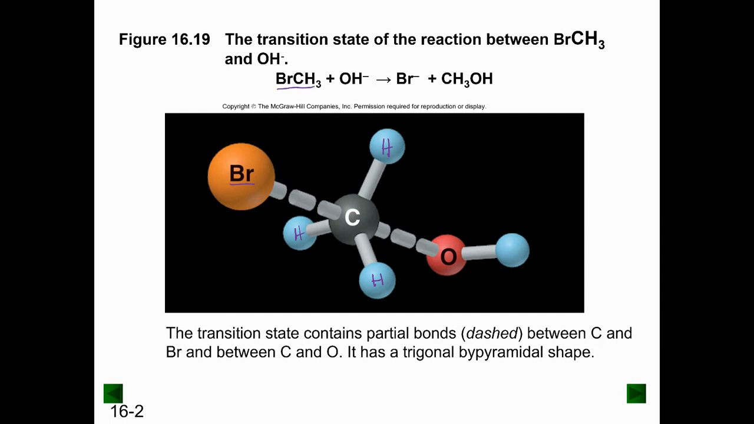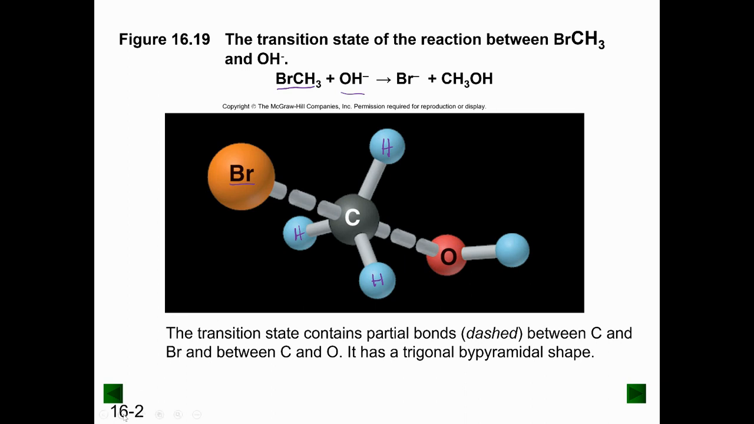But you notice how the hydroxide's coming in here. And there's this intermediate where the bond is breaking between the C and the Br and forming between the C and the OH. And so this is very unstable because carbon prefers 4 bonds. So it's like an intermediate between product and reactants, but there's definitely a lot of instability here.